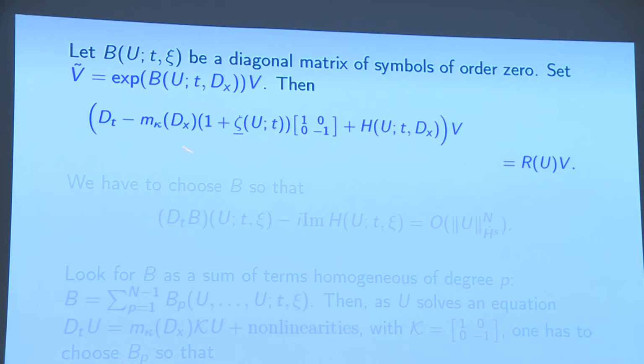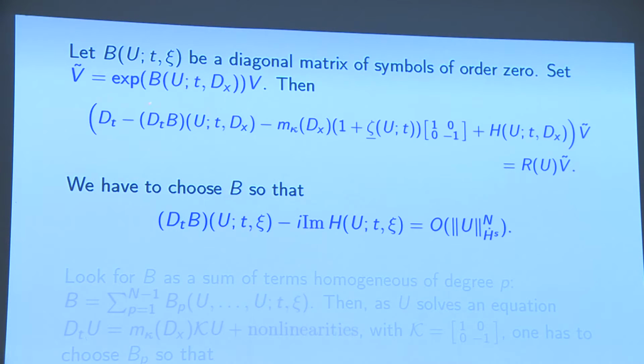And what I'm doing is just that I intertwine this operator by this exponential. So since I have constant coefficient operators, this exponential of b of u, t, dx commutes with all these operators. And so when I'm making the conjugation of this equation by this exponential, the only new contribution that will appear will come from the conjugation of dt with the exponential of b. That is, I will get another term dt b of u, t, dx.